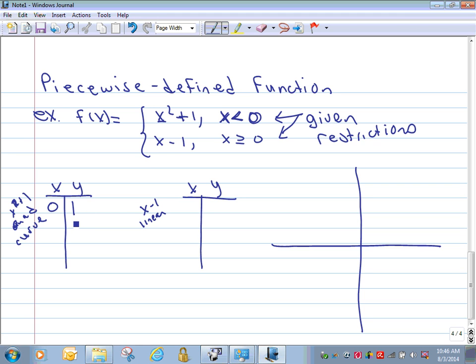Then we're going to pick points that are less than 0. We need several points for a curve to make sure we have a nice curve. So we're going to plug in -1 for this x. When we do that, we will get 2. And we'll plug in -2. And when we do, we're going to get 5. All right, and we'll plot those points.